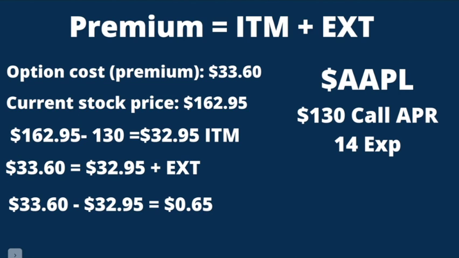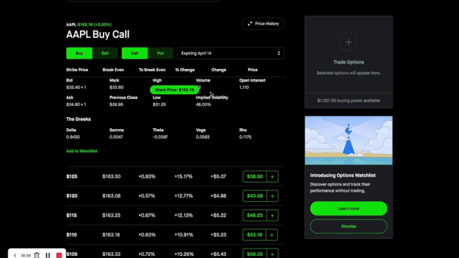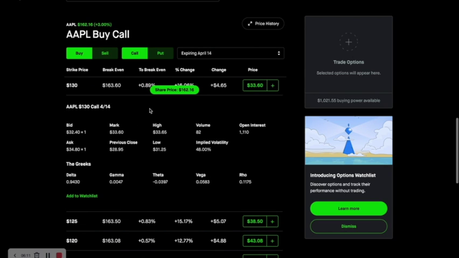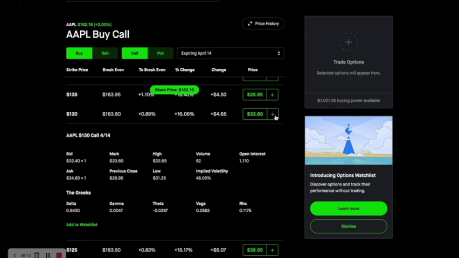So let's do a quick example of Apple. Let's hop over to Robinhood, and then we'll come back and I'll explain all this here. All right, here we are on Robinhood, and we're looking at Apple, and we're going to just do an example of how to calculate the extrinsic value and intrinsic value of Apple. So we're using an expiry date of April 14th, and we want to buy the 130 call in Apple, okay? And look at the share price. Share price is currently trading at 162.16.